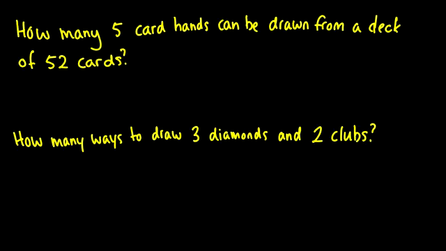Anyways, let's do a couple application questions. How many 5-card hands can be drawn from a deck of 52 cards? Now, your first question is: is this a permutation question or is it a combination question? You have to know a little bit about cards to know whether or not this is a permutation or combination. When I have 5 cards in my hand, I can reorder them however I want, and it's never going to change the gameplay. Therefore, this is a combination question.